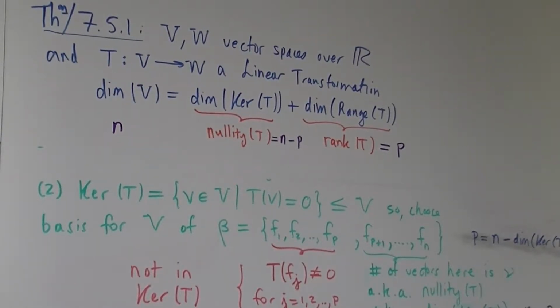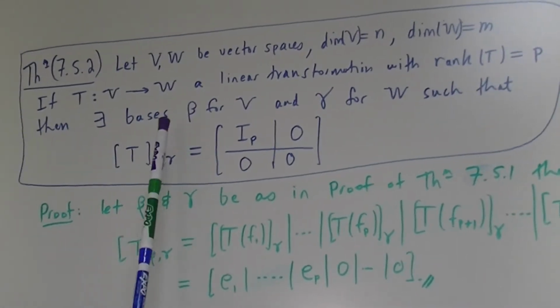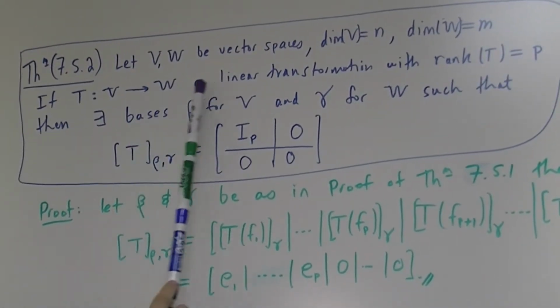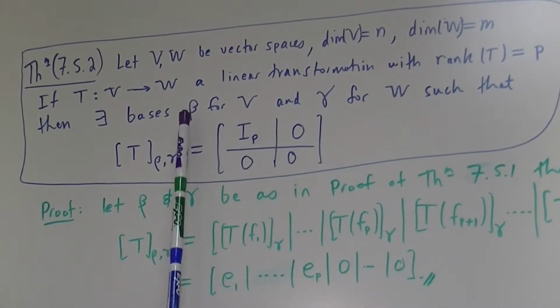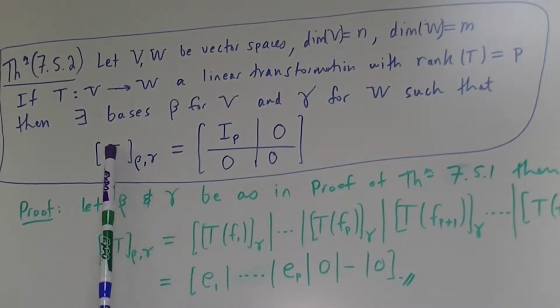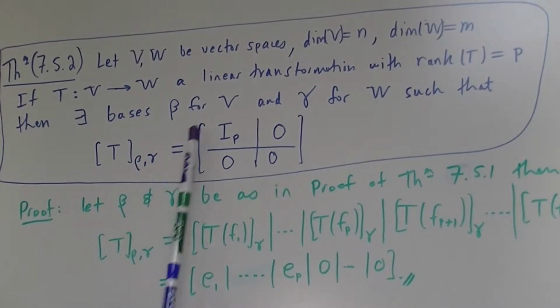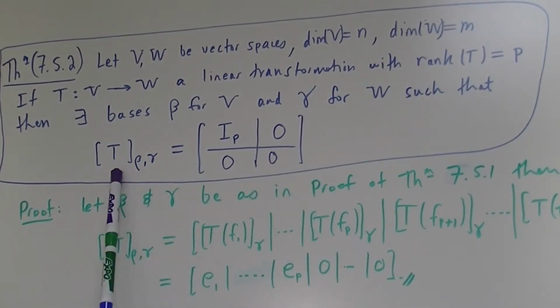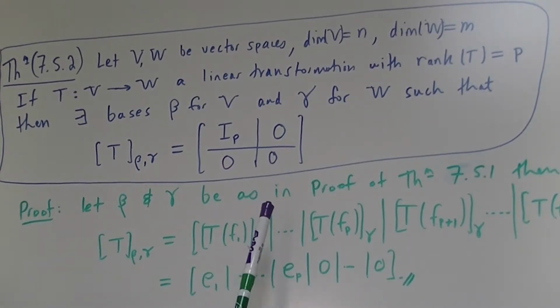All right, but we can be greedier. There's something else we can extract from this proof while we're at it. That brings us to theorem 7.5.2. So 7.5.2 says, same setup: V and W vector spaces, dimension of V being n, dimension of W being m, T a linear transformation, rank of T is p. I'm assuming all of this. Then there exist bases, beta for V and gamma for W, such that the matrix of T is the p by p identity matrix with zeros everywhere else.